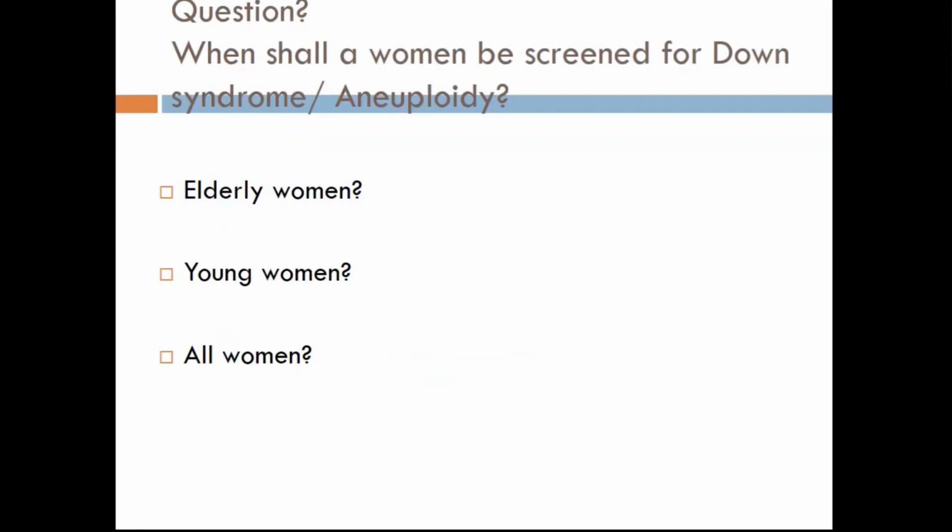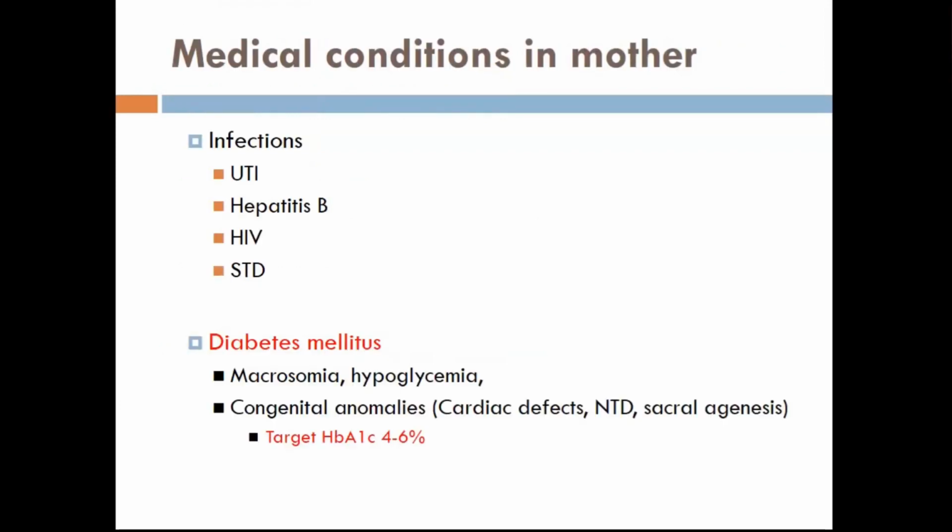So when shall a woman be screened for Down syndrome or aneuploidies? All women. And now it is the NIPT or NIPS. Medical conditions in the mother definitely have some effects. If the mother is infected with a sexually transmitted disease, hepatitis B, all this will have an effect on the pregnancy as well, if not only a teratogenic effect. Diabetes mellitus is very, very important.